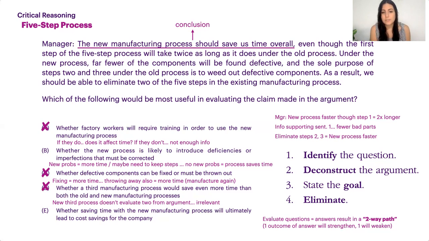E, whether saving time with the new manufacturing process will ultimately lead to cost savings for the company. So the whole thing is about saving time. Therefore, whether or not that has any correlation to cost savings doesn't really concern us. So this one is irrelevant in terms of what we're trying to figure out. So that means that our answer was in fact B.